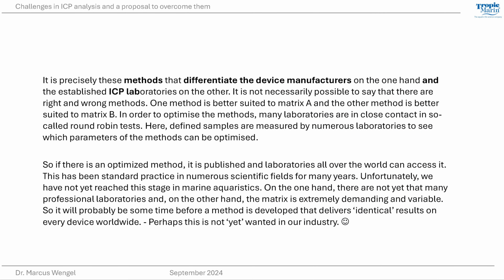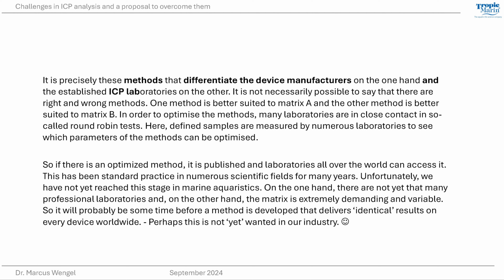The method and the differentiation of the manufacturers is the thing which makes the difference between ICP labs. If everybody would work with the same method, everybody would get the same results, right? This is what they do in pharmaceutical industry, environmental science. They try to find one method for one matrix, then this is published and every lab all around the world is working with the same method.